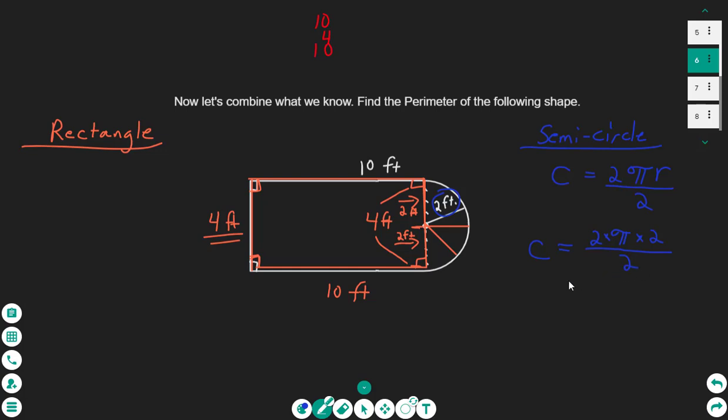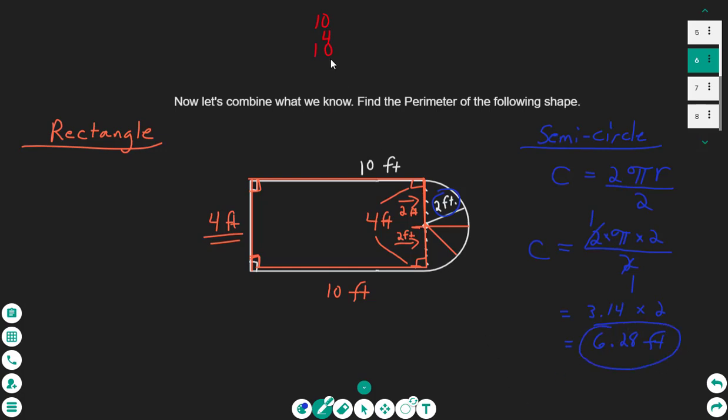All right? Now, these 2's, we can reduce these. This 2 can go into itself once, can go into this 2 once. All right? And we're left with 1 times pi, which of course is just going to be pi. And then pi times 2. So we have 3.14, that's pi, times 2 all over 1. And anything over 1, we can just drop the 1. So we have 3.14 times 2. If we multiply that, we have 6.28. So we end up getting 6.28 feet for our semicircle.